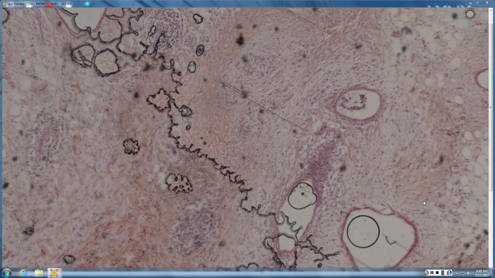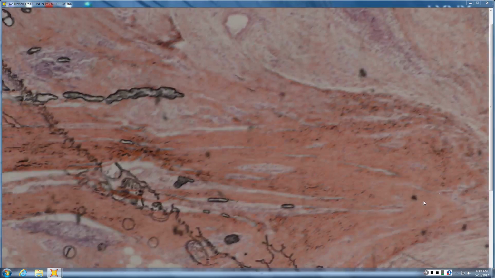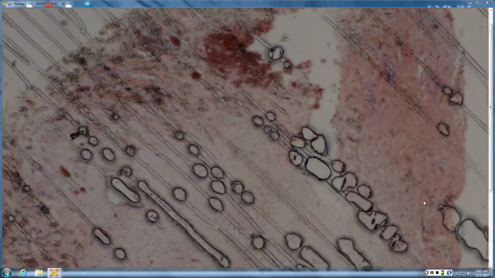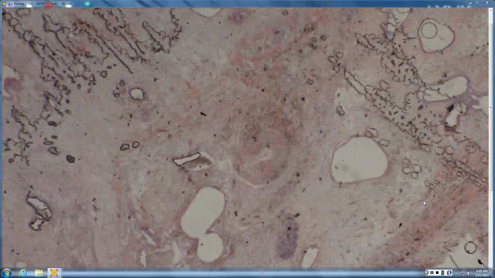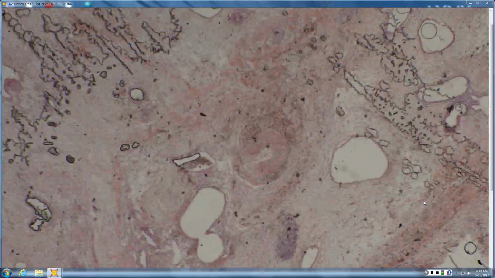Are you in focus or not yet? Well, this slide needs a new cover slip. So let's look at this one briefly, and then we can get in focus on the next slide. But that is probably as best focus as I can get it.